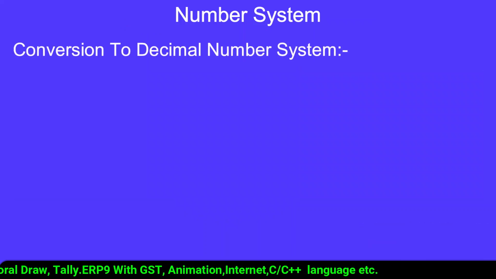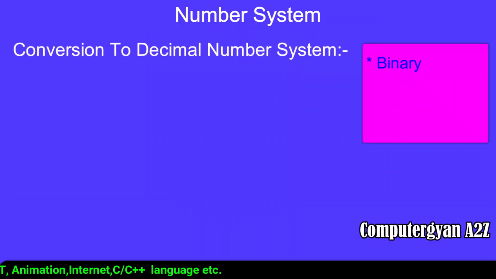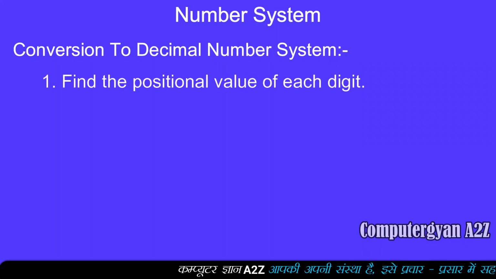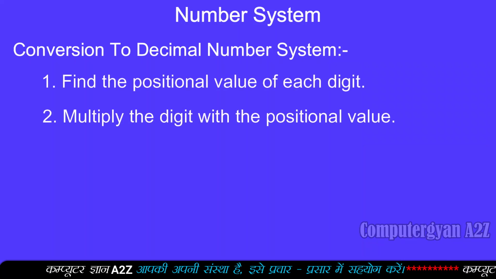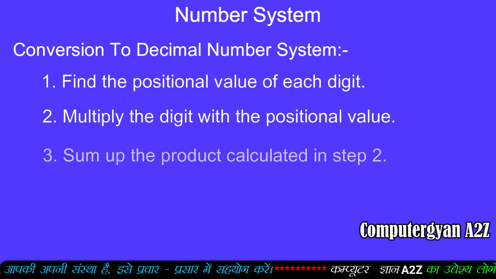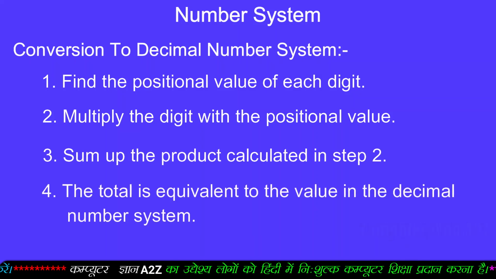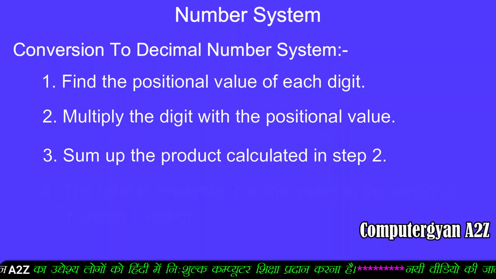Conversion to decimal number system. Numbers in the binary, octal or hexadecimal systems can be converted to decimal numbers. The steps in general are: find the positional value of each digit, multiply the digit with the positional value, and sum up the products calculated in step 2. The total is equivalent to the value in the decimal number system.